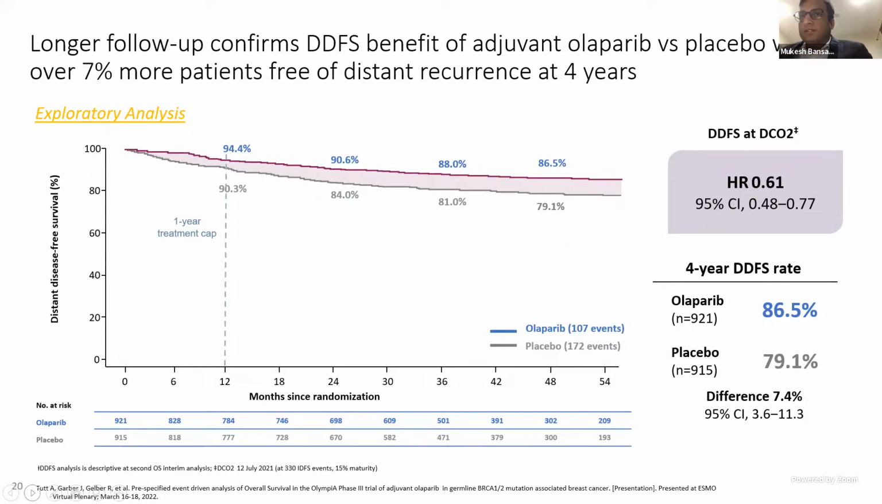Coming to the distant disease-free survival, around 7% more patients were free of distant recurrence at 4 years. Similarly, as we have seen in the previous slides, the curve started separating initially. Around 4% benefit was there at the end of 1 year, but the benefit persisted in the olaparib group at the end of 4 years, for which the data is available.